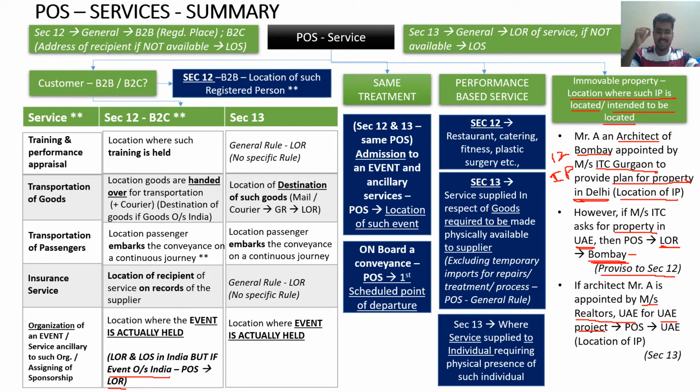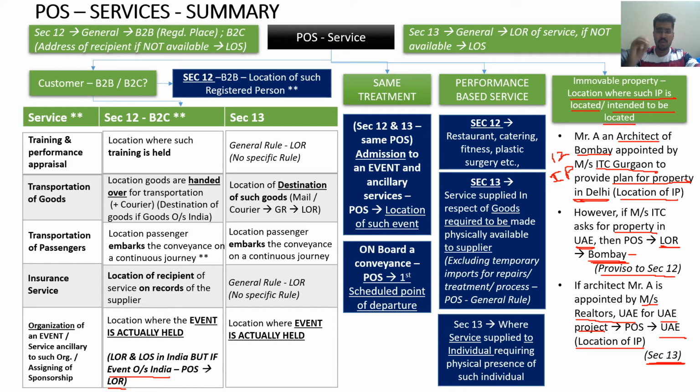outside India. In this case, there are no such provisos here. Section 13 is very clear. There is only one place of supply when it comes to immovable property, the location where the property is held. So in this case, located or intended to be located. Here, the property is located at UAE. Hence, the place of supply will be UAE, the location of such immovable property, because this is coming under section 13 and section 13 does not have such exceptions. When it is immovable property, it is very simple.